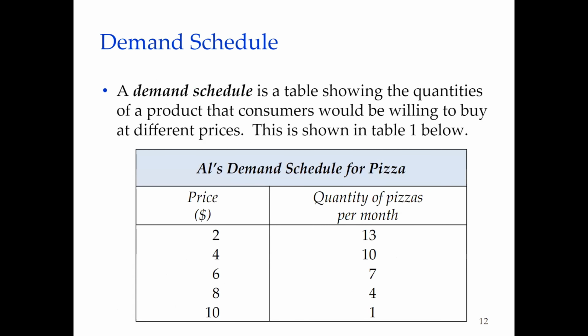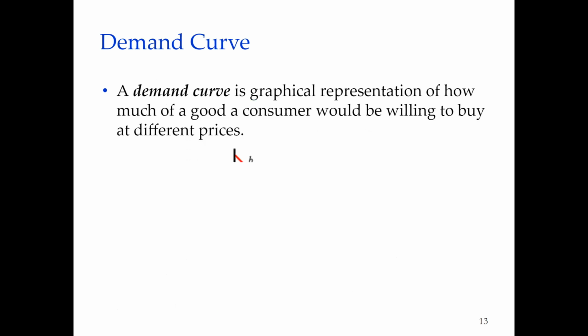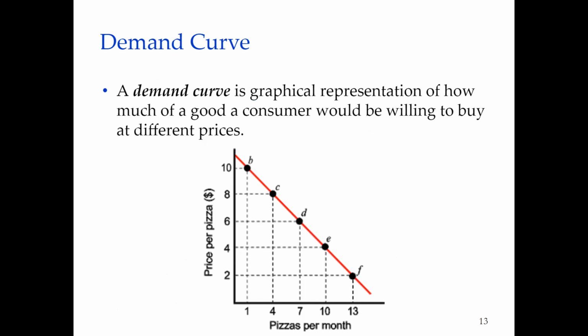And then we have the demand schedule, which is a table that shows the quantities of a product that consumers will be willing to buy at different prices. This is shown in table 1 below. And we have the demand curve. A demand curve is a graphical representation of how much of a good a consumer will be willing to buy at different prices.